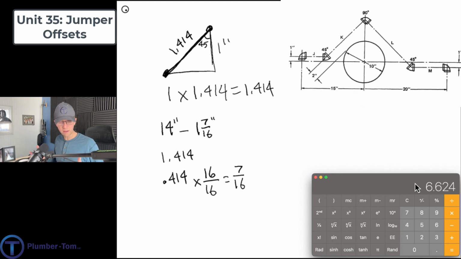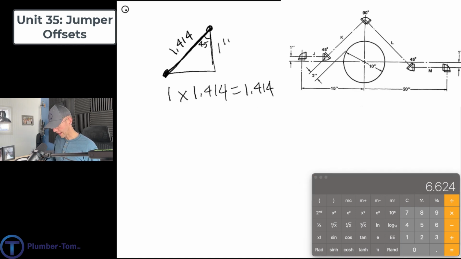I'm going to subtract that from 14. 14 was our measurement, again, from the 90 to the center line of that circle. We know that we're offset from that by 1 inch, and the difference is going to be that 1.414. So we're going to end up with 12 9/16. That is our measurement for K. We've solved one of them.